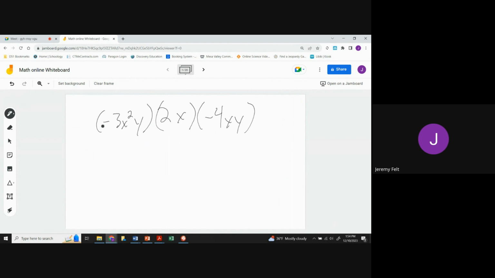Okay, so again, we can multiply in any order. So I can do my -3 times 2 times -4. So -3 times 2 is -6 times -4 is positive 24. And now x squared times x times x, well, x squared times x is x to the power of 3 times x is x to the power of 4. And y times y is y squared. Right, so we get 24 x to the power of 4 y squared.